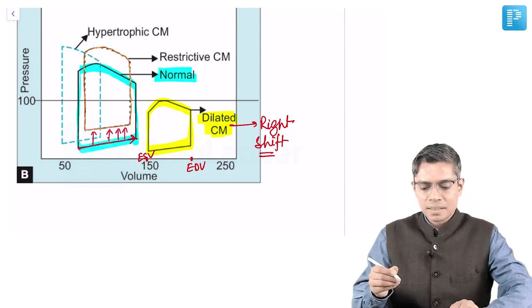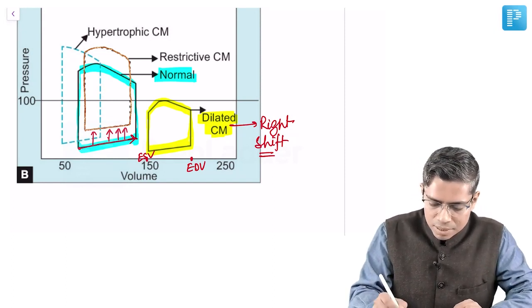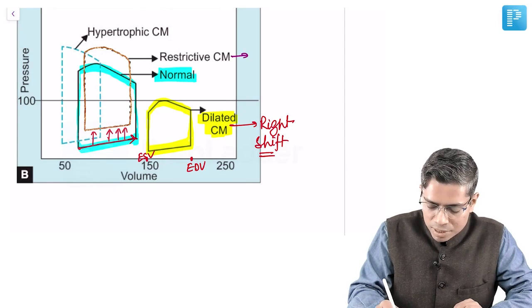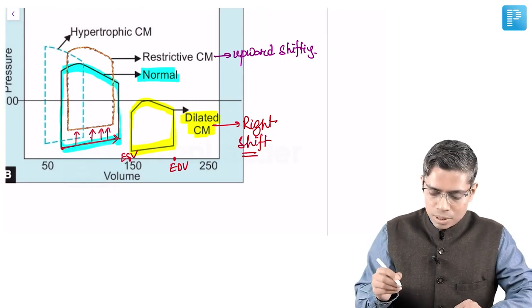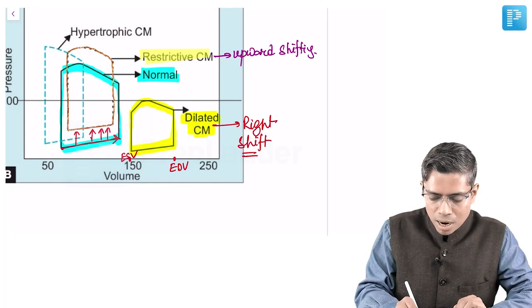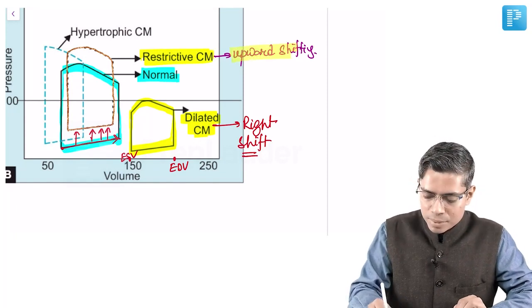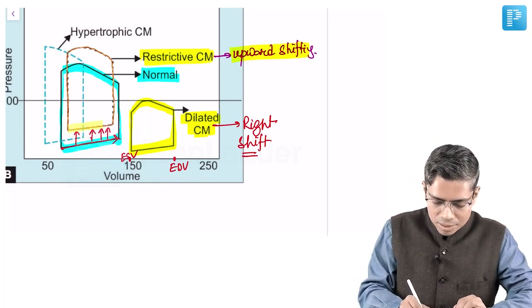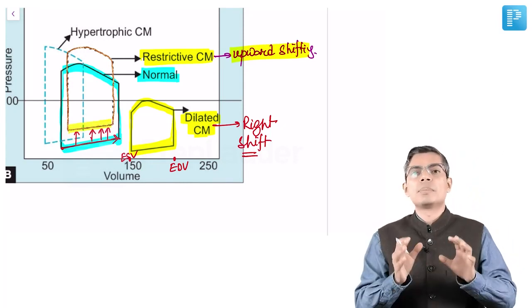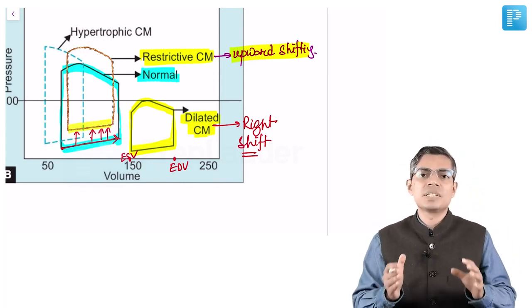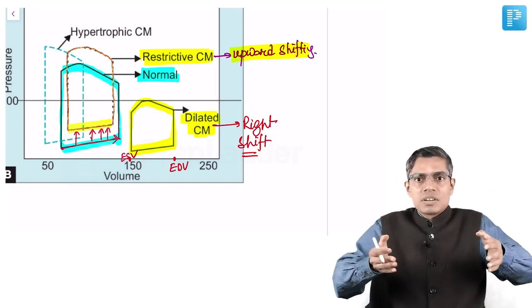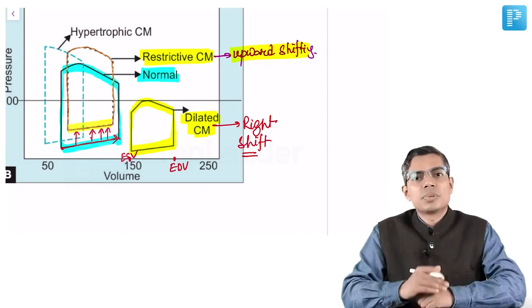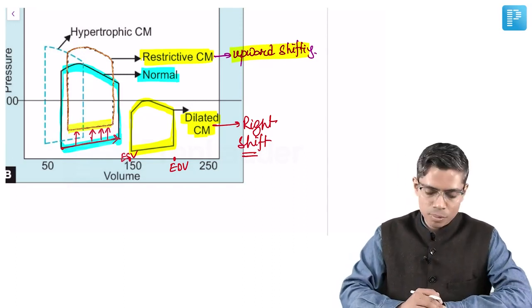That's why we say restrictive cardiomyopathy means there is upward shifting of the curve, but this upward shifting is not due to an increase in afterload. Don't confuse. This upward shifting is due to the upward shifting of the base of the PV loop. The base of the PV loop is the filling phase of the ventricle. During filling, the ventricle is not able to stretch properly, so a huge amount of pressure builds up in the ventricle. That is the upward shift.